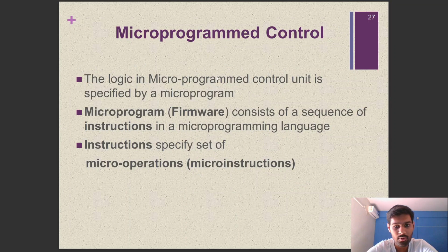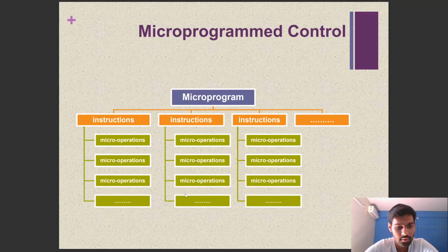Logic in a microprogram control unit is specified by a microprogram. A microprogram is firmware that consists of a sequence of instructions in microprogramming language. Instructions specify a set of micro operations. This is a flowchart diagram.